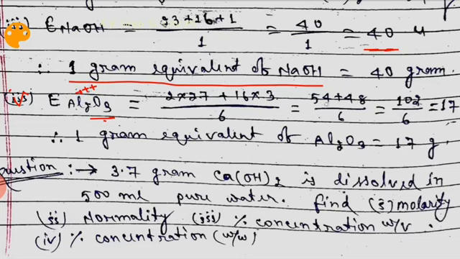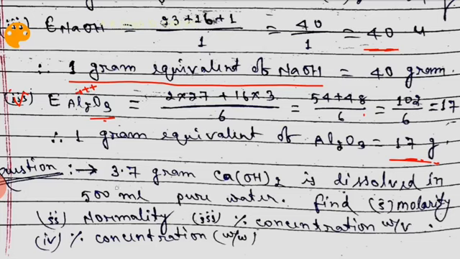It is equal to 54 plus 48 by 6. It is equal to 102 by 6. That is equal to 17. Hence, equivalent weight of aluminum oxide is 17 U, and hence 1 gram equivalent of aluminum oxide will be 17 gram. Now, some questions related to normality and others.